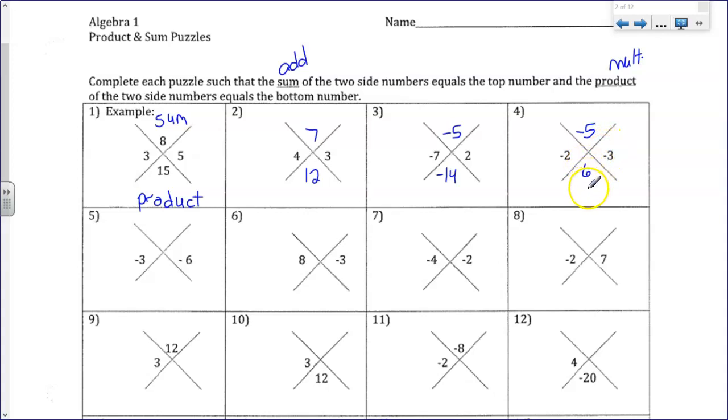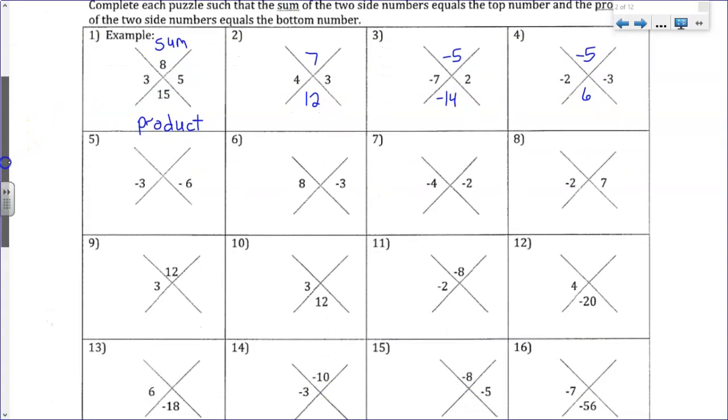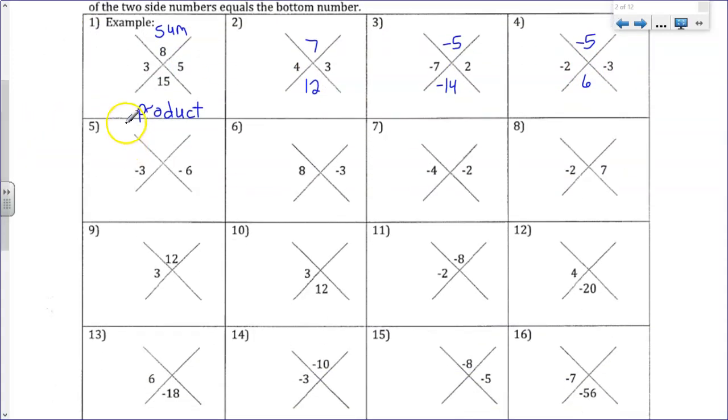So this is where those mental math skills really are helping. So if you're weak on this, then that might be a struggle in this unit. So you're going to need to practice some of these. So negative 3 times negative 6 is positive 18, and negative 3 plus negative 6 is negative 9. Okay, 8 times negative 3 is negative 24, and 8 plus negative 3 is positive 5. And we can keep on going and going.